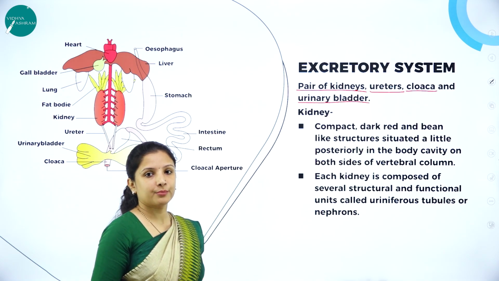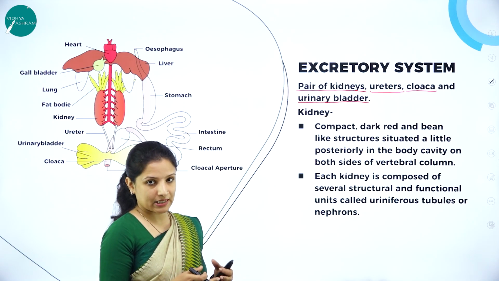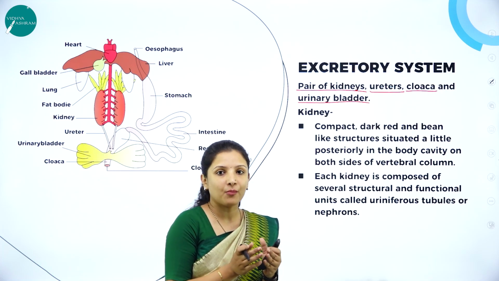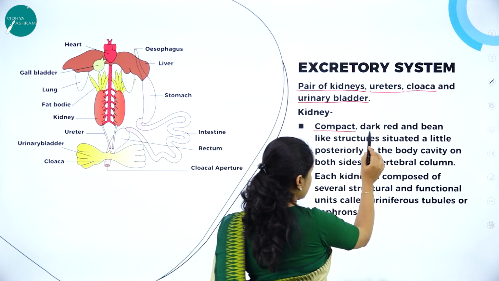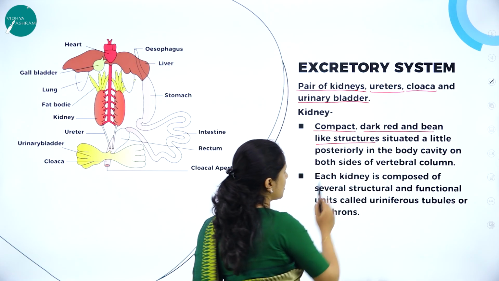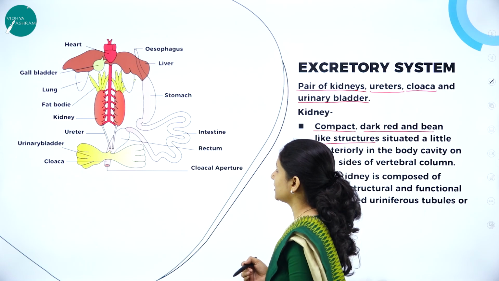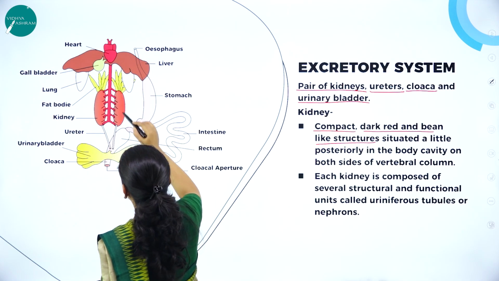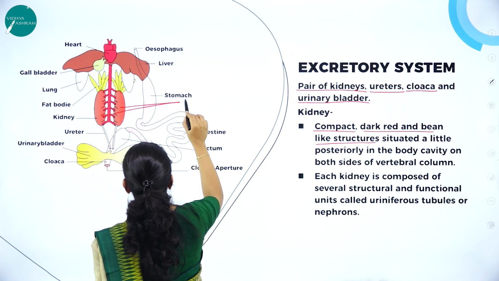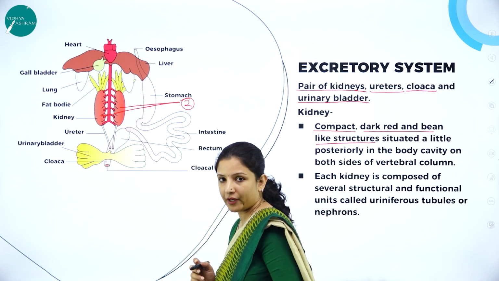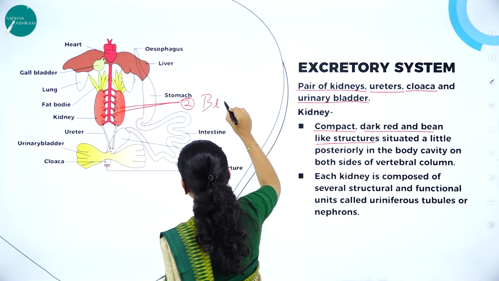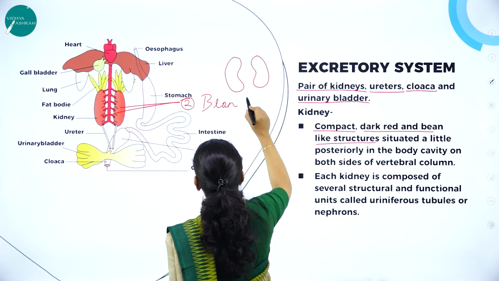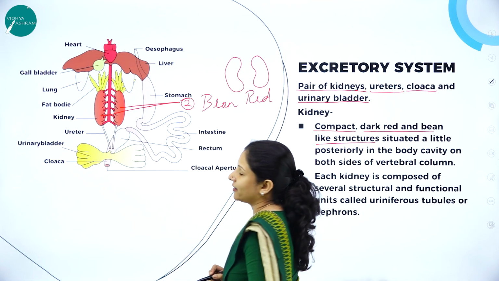So here, first talking about the kidney. What is the structure of the kidney? The kidneys are very small compact structures and they look like a bean. They are dark red, bean-like structures, and they are situated posteriorly in the thorax or the trunk of the frog. As you can see here, there are two structures, a pair of kidneys. They are bean shaped, almost exactly like a bean seed, and they are dark brown to red in color.